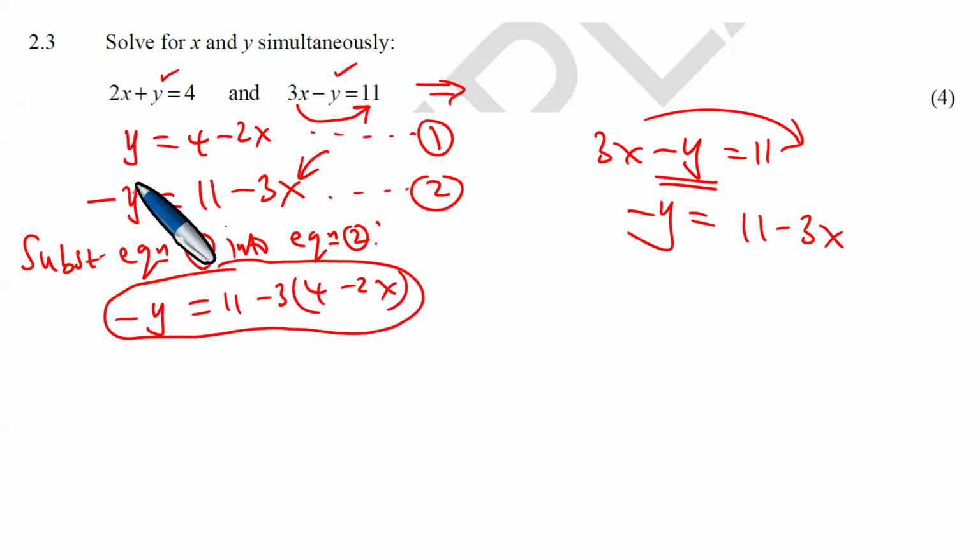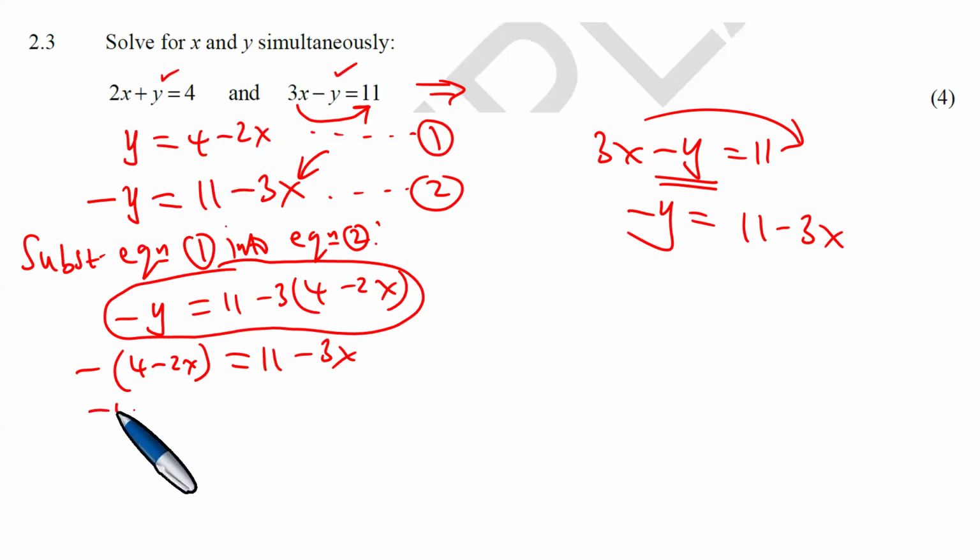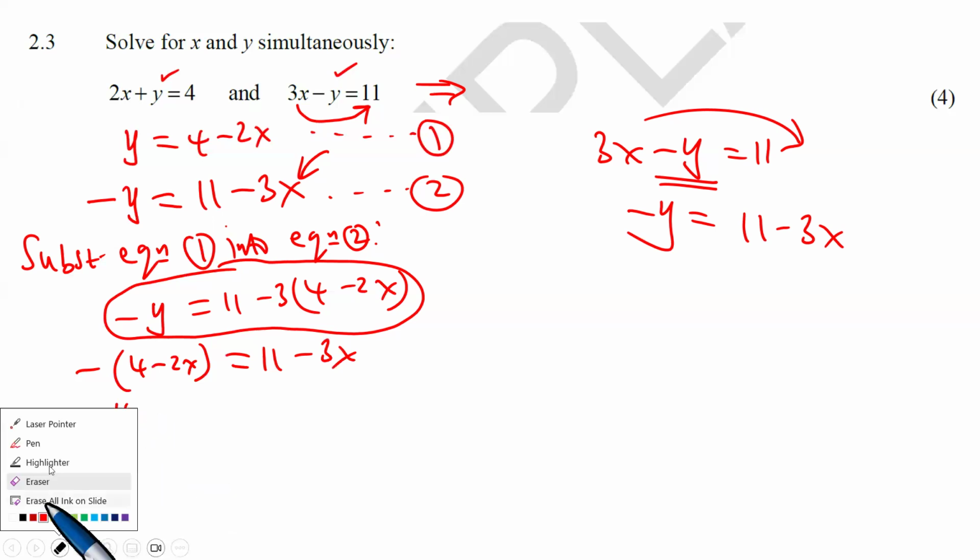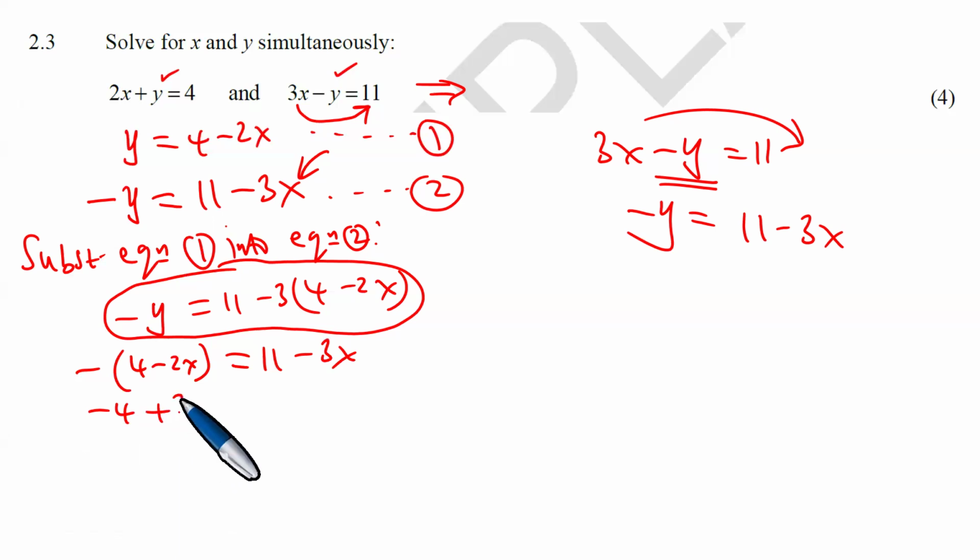So there's y here, and y is 4 minus 2x, meaning in the place of y that appears in the next equation, you're going to put 4 minus 2x. Then it's 11 minus 3x, but there's a negative in front. You see the negative in front? Okay, you distribute here. If you distribute, what do you get? You get minus 4 plus 2x equals 11 minus 3x.